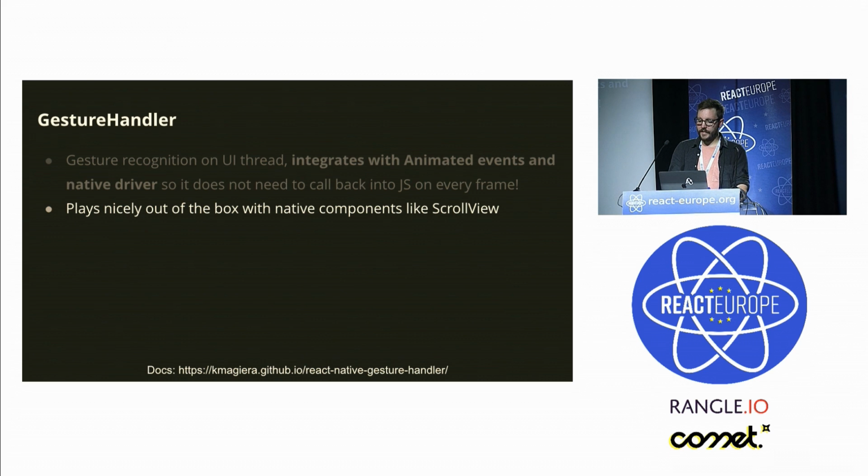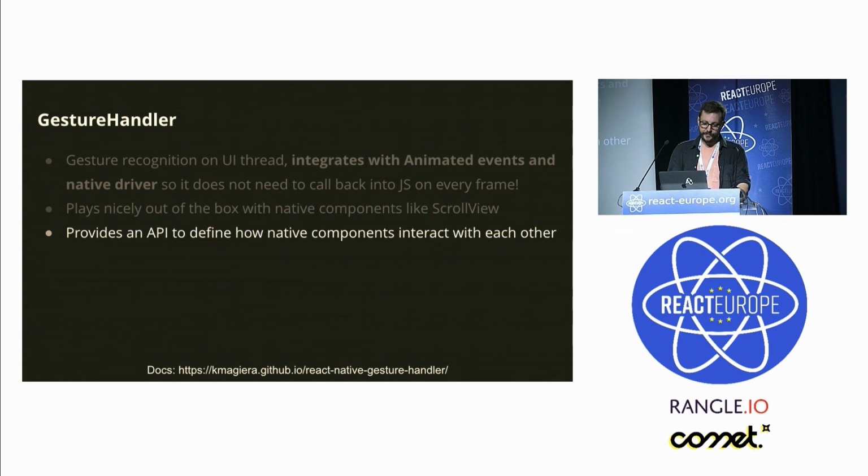It plays nicely with other native components like scroll view. When I showed the example of scrolling with a touchable, and it was highlighting every time I scrolled, and then on the right side I had the example of what it should look like, that was using buttons from React Native Gesture Handler. It just knows how to properly behave within a scroll view and handle that interaction. It also provides an API for defining how native components should interact with each other. If you have a slider within a drawer, you're able to express that this slider should cancel other gestures when you start dragging it, and things like that.